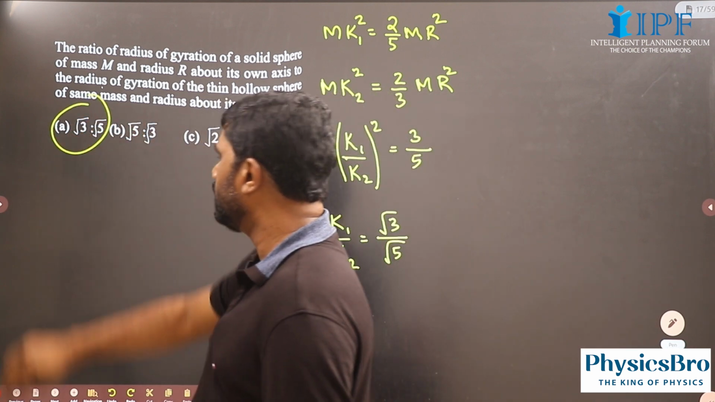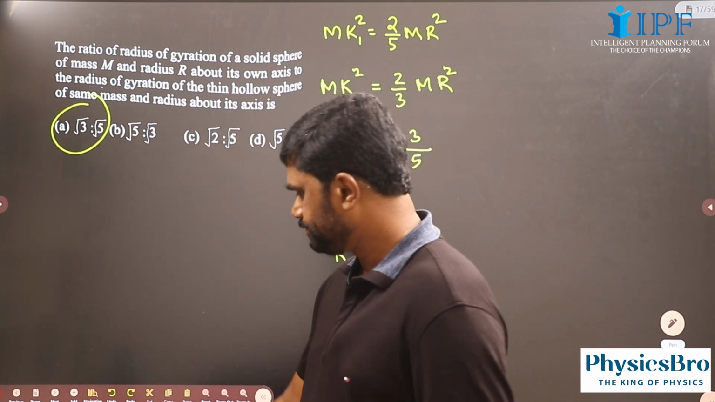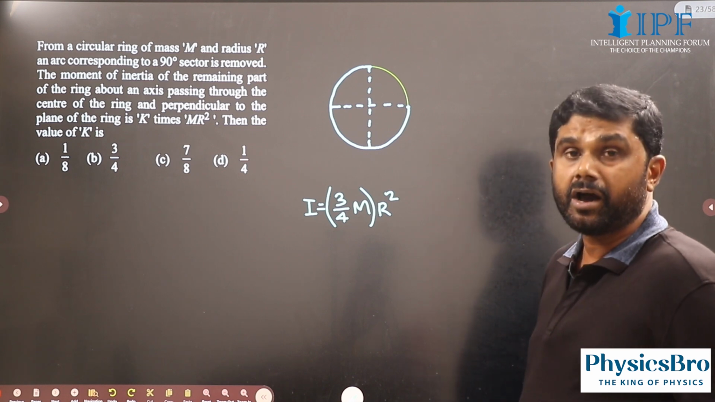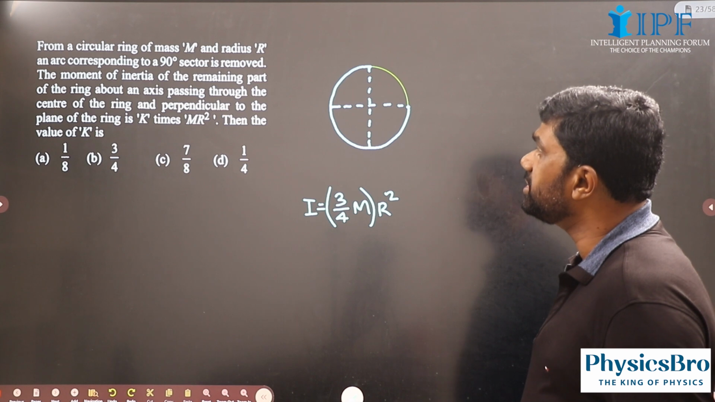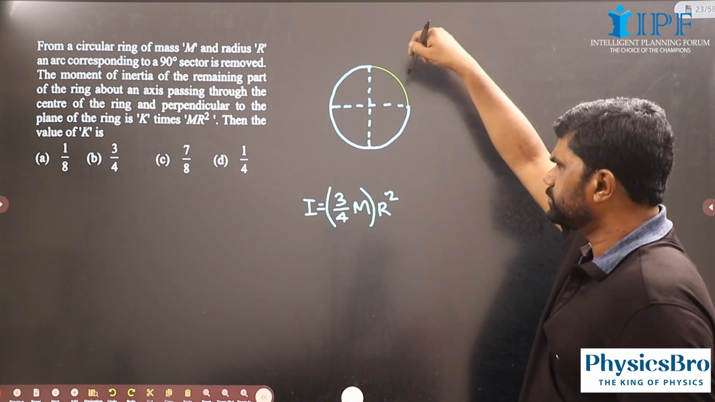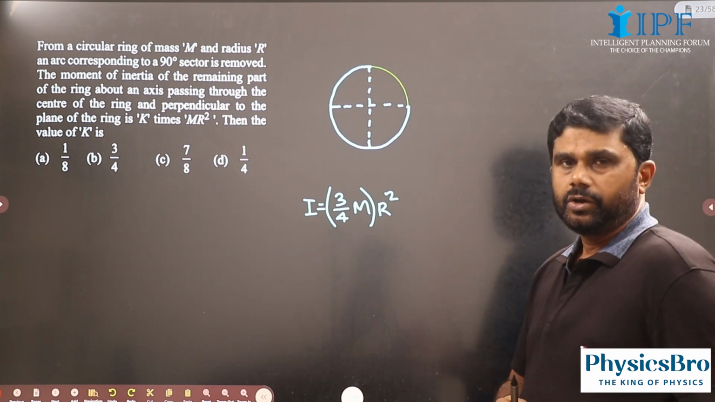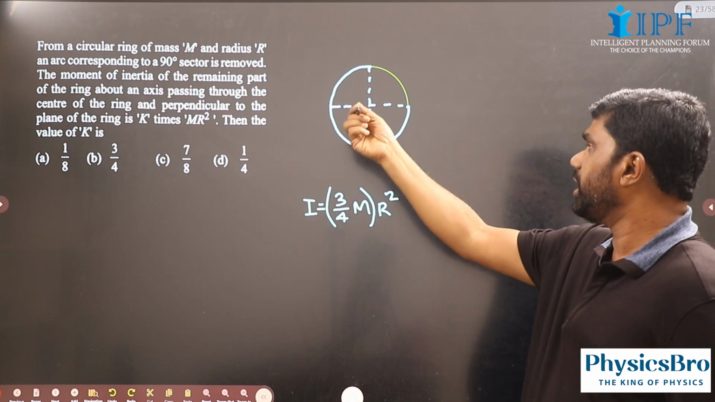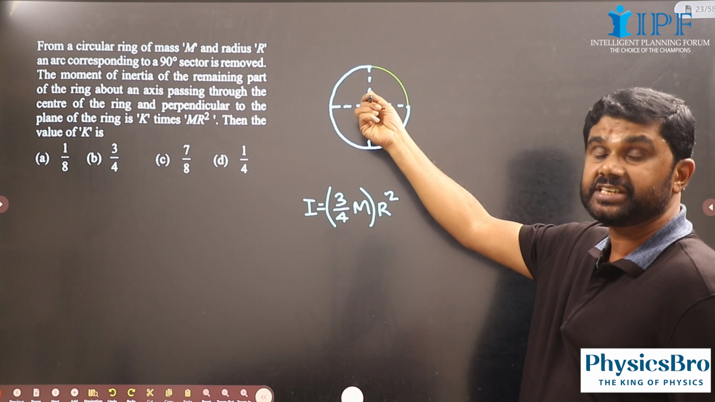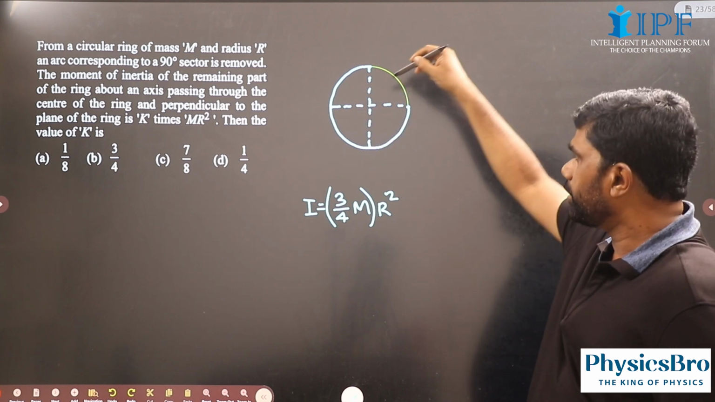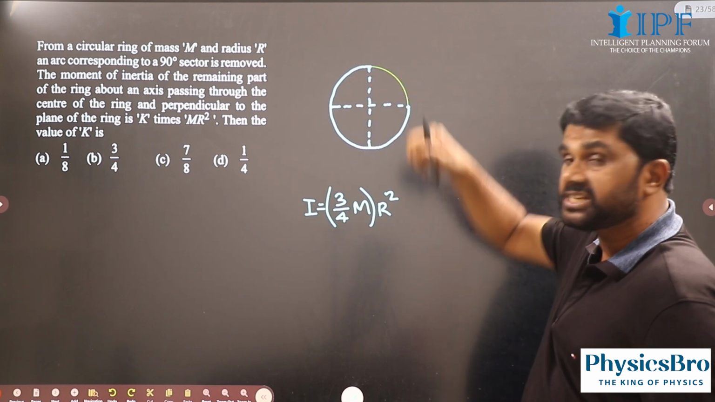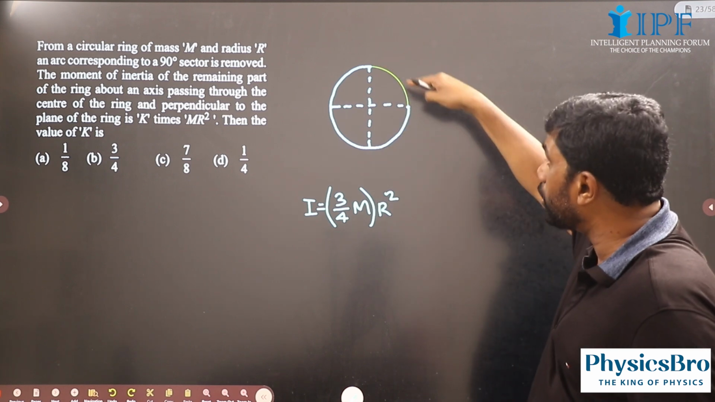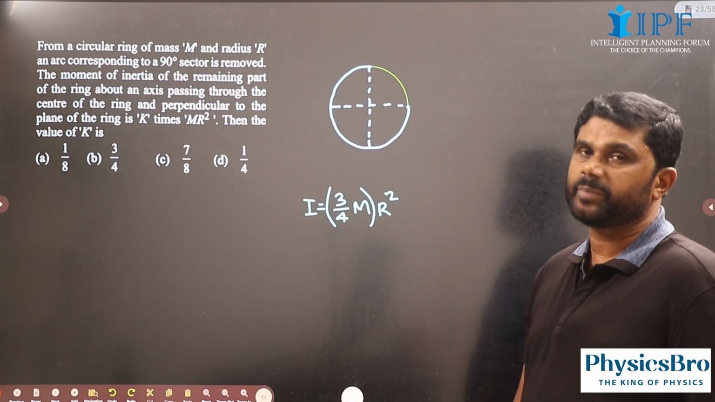So this will be the correct option, root 3 is to root 5. From a circular ring of mass capital M and radius capital R, an arc corresponding to a 90 degree sector is removed. See, if we consider this ring as 4 identical parts, the moment of inertia about this axis is MR square, and all the 4 quarters are identical, so the moment of inertia of each quarter will be MR square by 4.